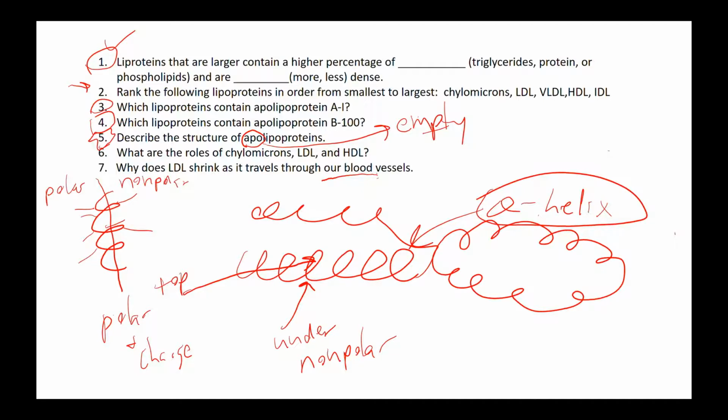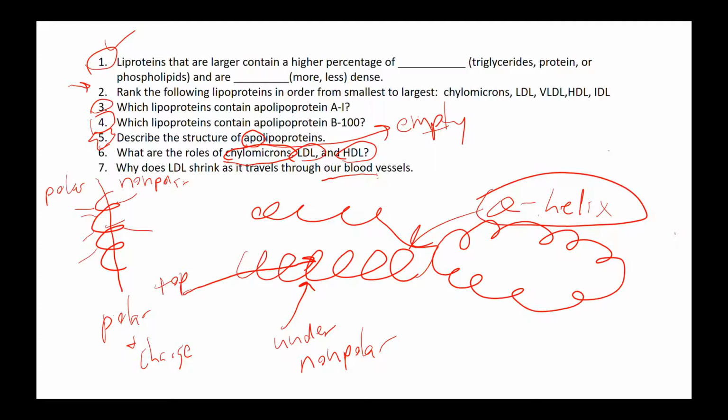All right, so that's it for number 5. Number 6, what are the roles of chylomicrons, LDL, and HDL? Well, chylomicrons are basically involved in taking fats from our diet to our liver. LDLs are responsible for transporting fats and cholesterol in our bloodstream and delivering them to other tissues. HDLs, their role is to take cholesterol from other tissues and transport it back to the liver.